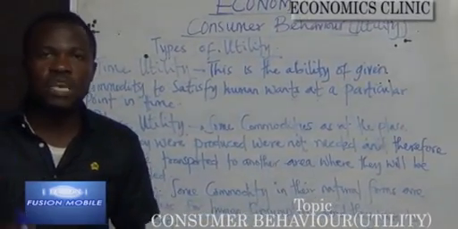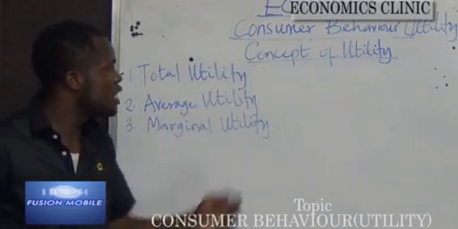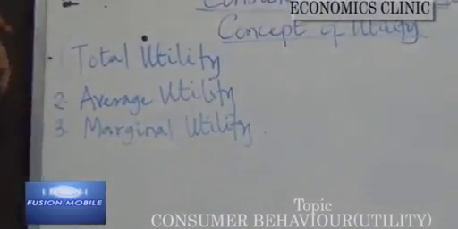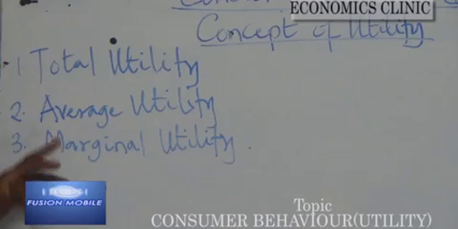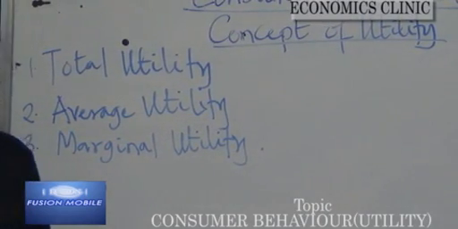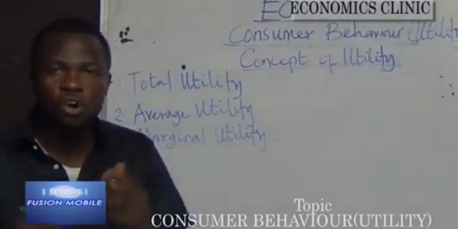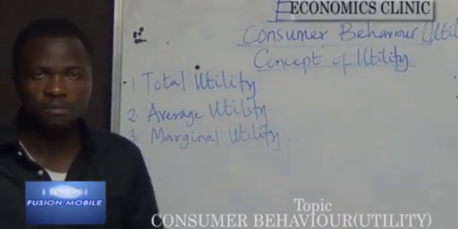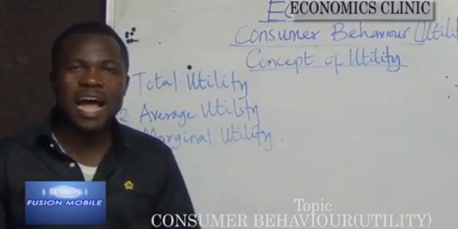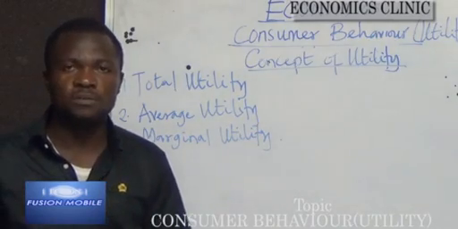Now we move to the concept of utility. For the concept of utility, we'll be looking at three concepts, which are total utility, average utility, and marginal utility. Total utility is the total amount of satisfaction derived from the consumption of a commodity. It should be noted that total utility has no special formula. It is basically based on assumption.